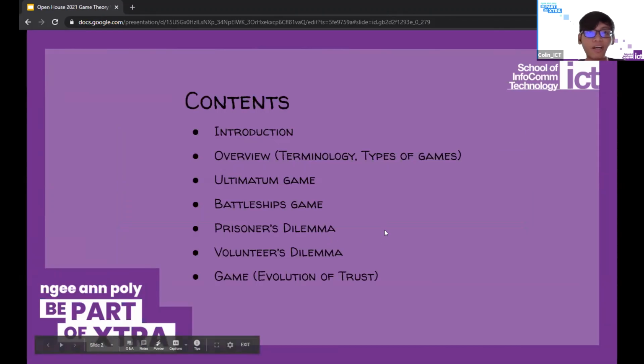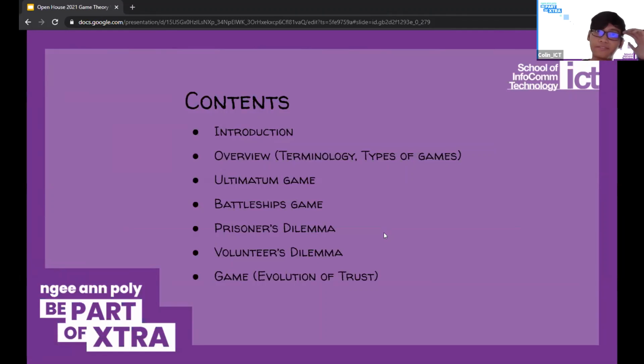Okay, so this is the rough overview of what we're going to go through today. First, we have the introduction, and we're going to go through an overview of the terminology as well as the various types of games. On top of that, we're going to go through 5 other games, namely Ultimatum, Battleship, Prisoner's Dilemma, Volunteer's Dilemma, and the final one will be the Evolution of Trust.